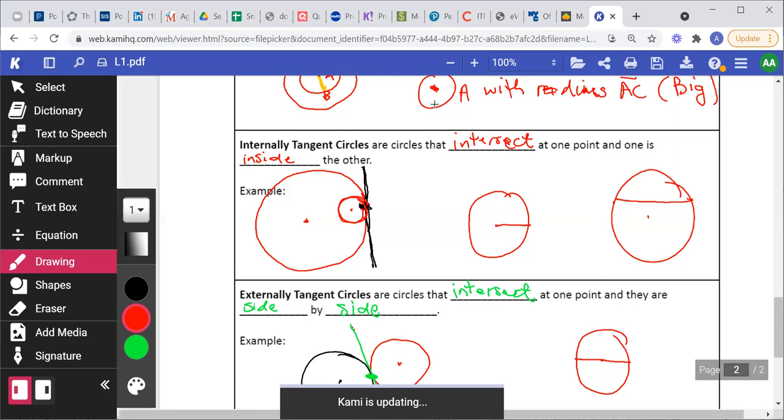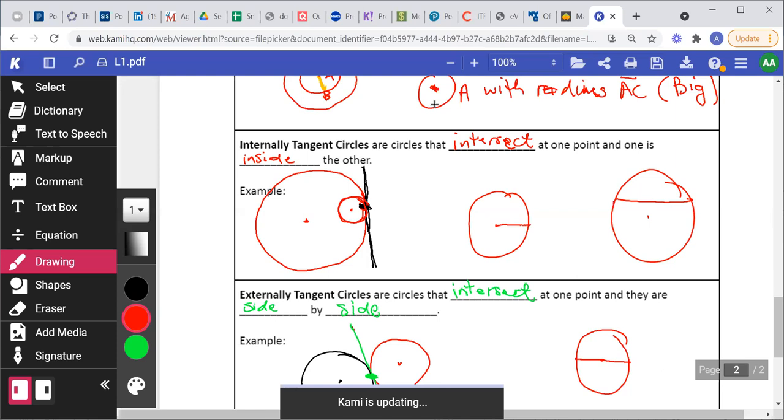And we also talked about the tangent line. The tangent line is a line that just passes by the circle and touches it at exactly one point. The point where the tangent line touches the circle is what we call the point of tangency, okay? And we also talked about the secant. A secant is just a line that goes through the circle and goes beyond it.